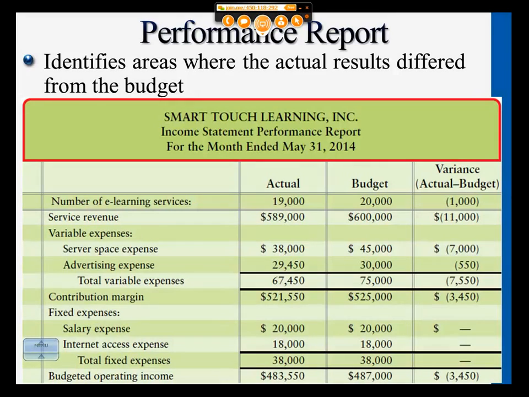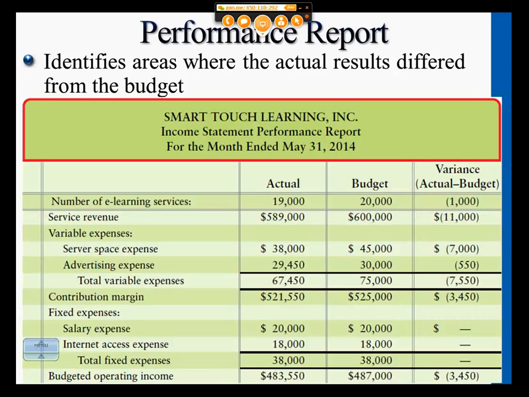So now looking at the actual report. So we have a performance report. And we're talking here about the smart tool learning, right? The same company we've been talking about for a month already. Lots to learn on it. So anyway, they are some e-learning business company, and we have a performance report for them. So let's look. It has 2 parts. One is actual, another one is budgeted.